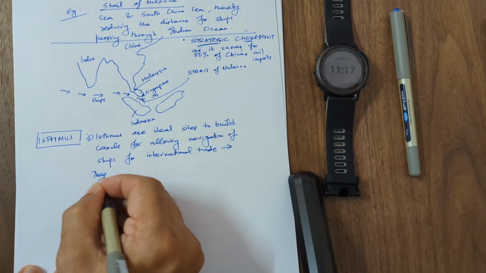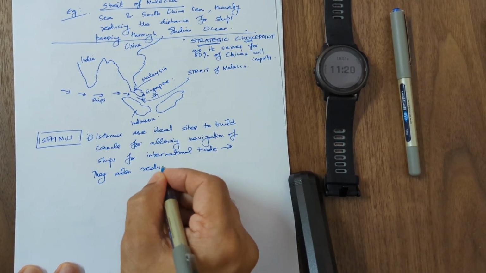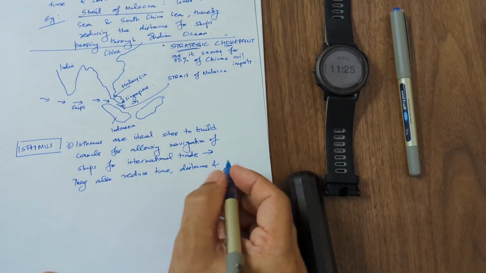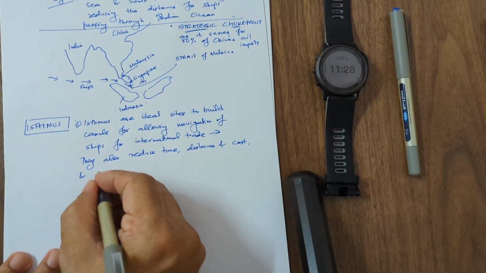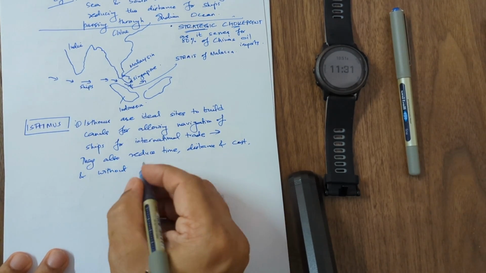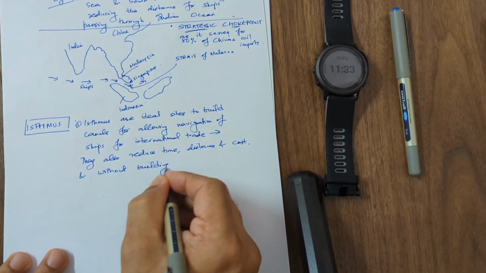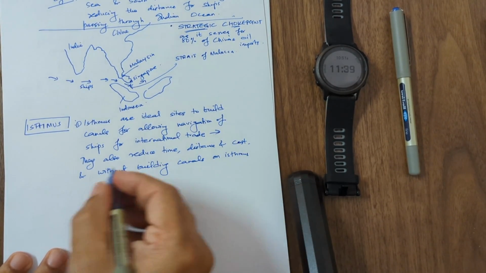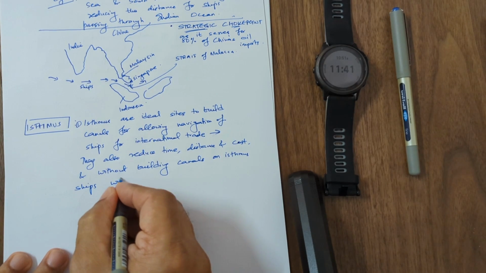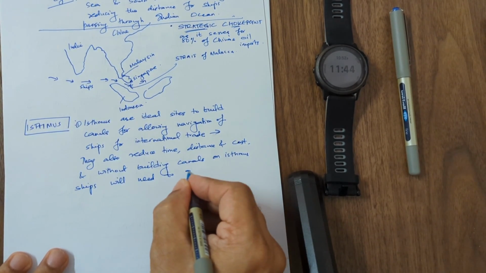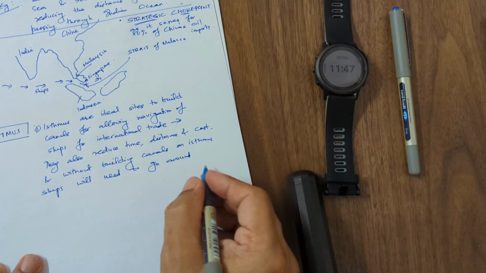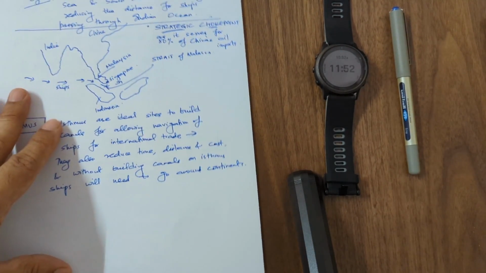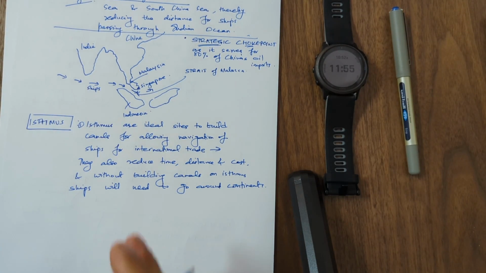They also reduce time, distance, and cost. And without building canals on isthmus, ships will need to go around continents. Okay, same reason but a little bit different in concept, that here you have to build canals in order to allow ships to go around.